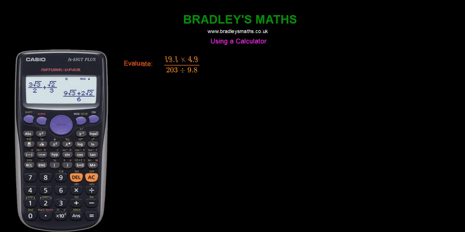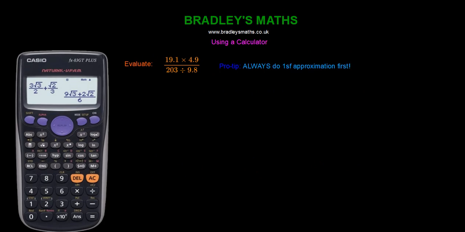Evaluate. Evaluate means work out the value of 19.1 times 4.9 all over 203 divided by 9.8. This is much more the kind of problem that you might get on an exam paper. So I'm going to give you a pro tip first of all with this, because this is really important. Whenever you get something as complicated as this, always do one significant figure approximation first.